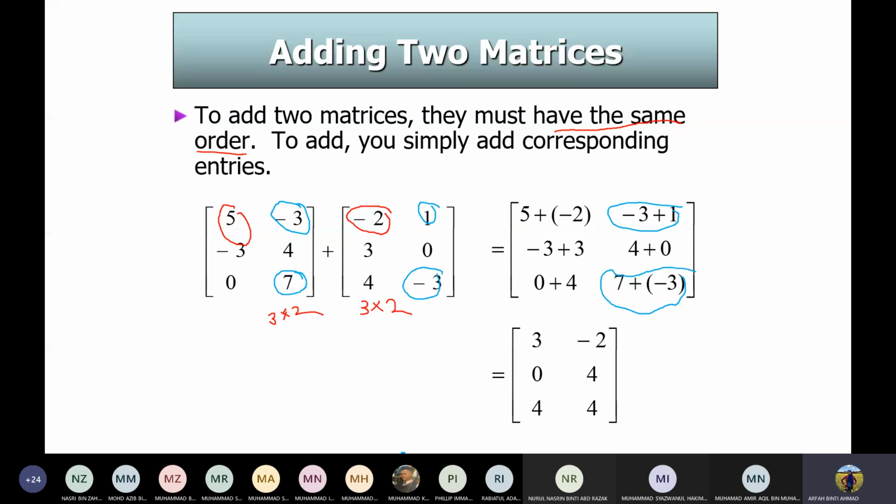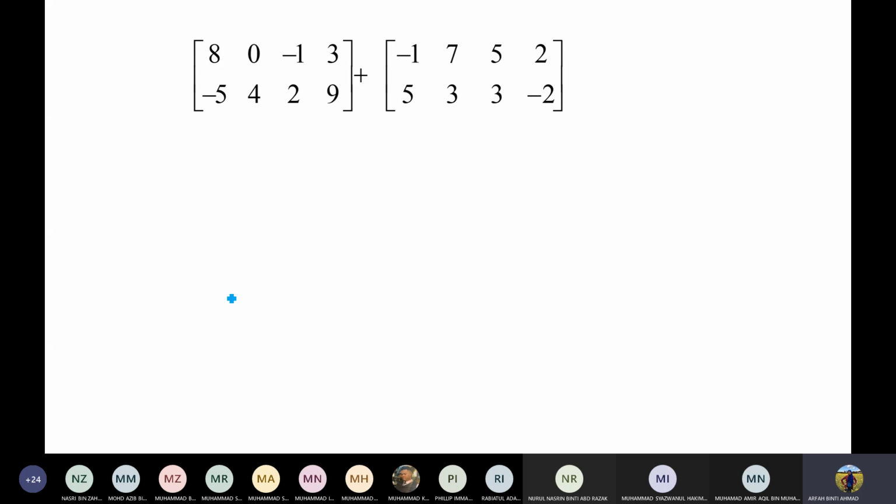So the next one, so tambahkan dua matrix ni akan dapat apa jawapan?